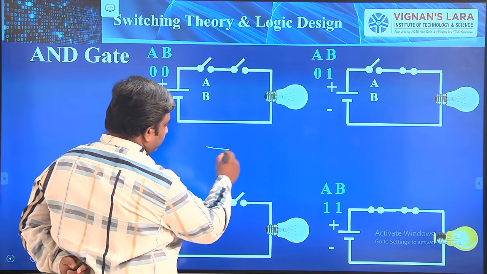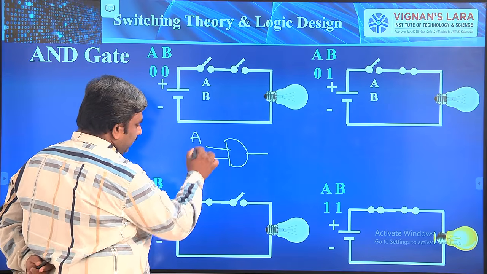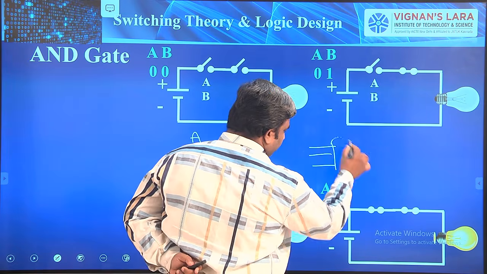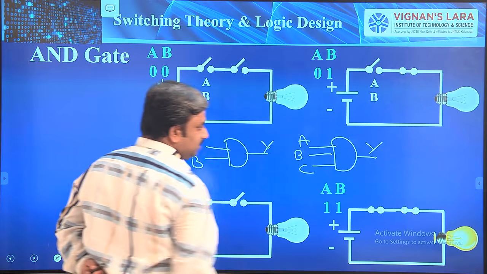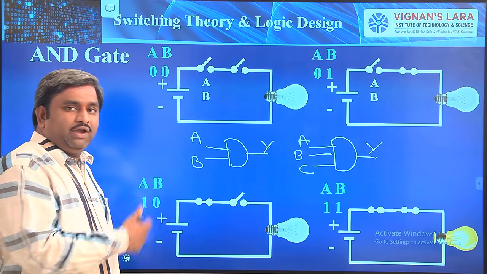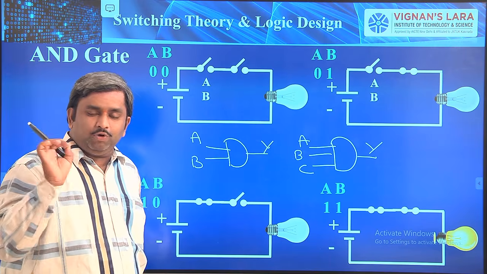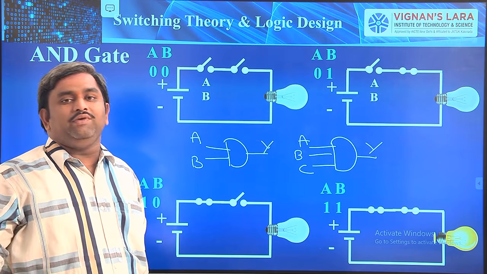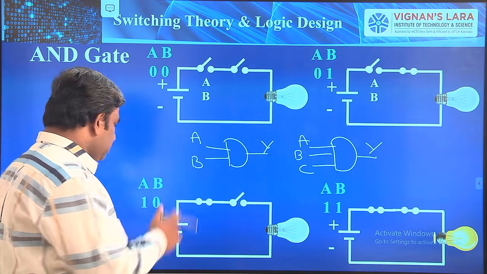See here, this is the 2 input AND gate. Here we have A, B and Y. In this way we have the 3 input AND gate, which we represent like this. So this is the 3 input AND gate, and similarly 4 input, 5 input, 6 input, whatever it may be. For the AND gate, if all the inputs are in the ON condition, we will get the output. Otherwise, in all the remaining cases, the output is 0.